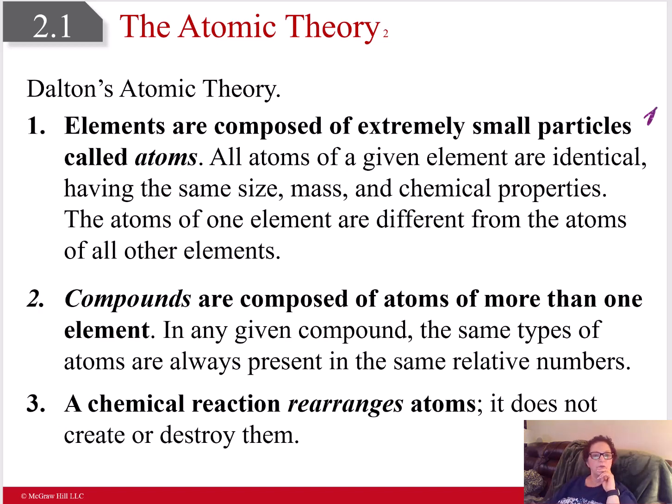Okay, so the three major postulates of the atomic theory here are: elements are composed of extremely small particles called atoms. Compounds are composed of atoms of more than one element. And a chemical reaction rearranges atoms. It does not create or destroy them. So remember that matter and energy cannot be created or destroyed.